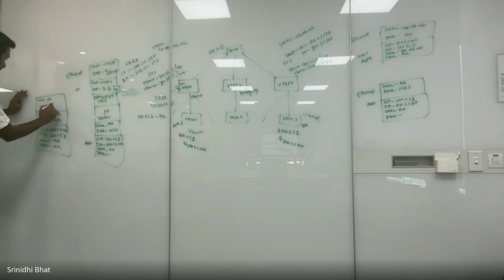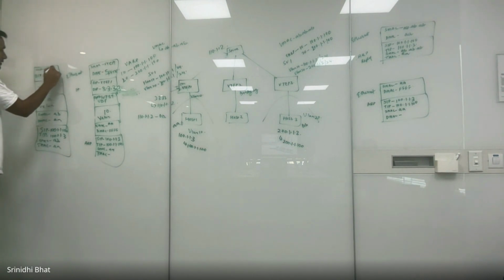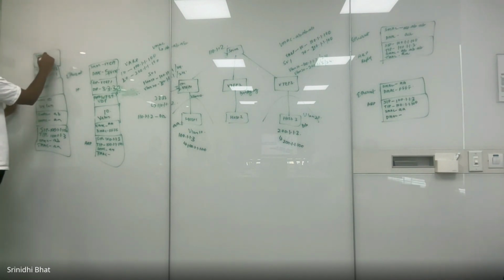Then the VNI, and the outer source IP and destination IP. The source IP would be VTEP 3, so what is VTEP 3 actually? 3.3.3.3. And the destination IP would be 1.1.1.1. The source MAC would be VTEP 3's and the DMAC would be the spine's.